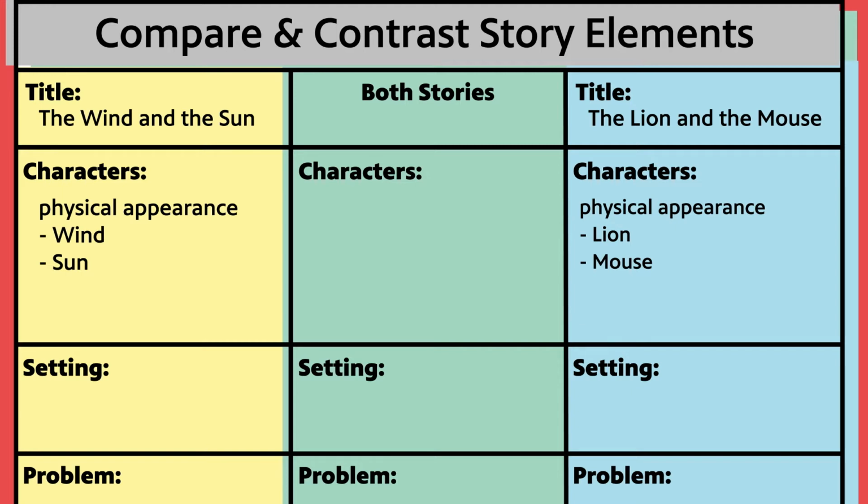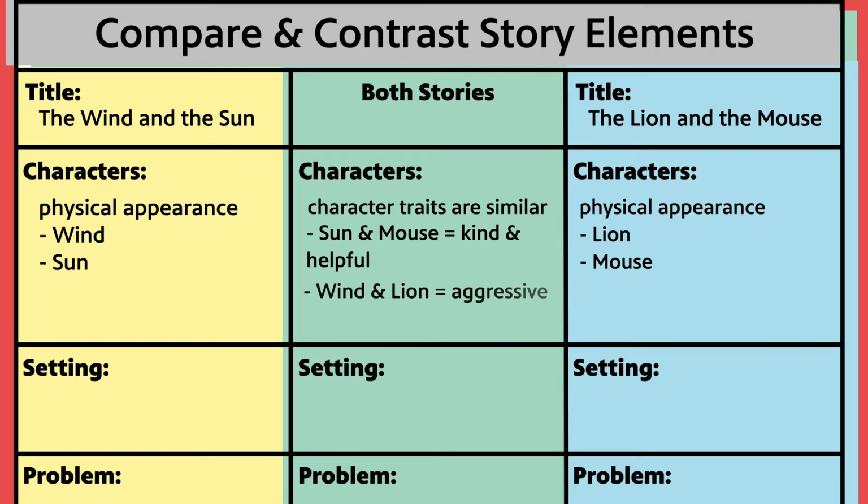However, some of the character traits were very similar across the two stories. Sun and Mouse have the character traits of being kind and helpful in common. I'm going to write that in the both box. The Wind and Lion were aggressive toward the other characters in each of their stories, so I'm going to write that in the both box as well. That's interesting, that the characters in each story had similar character traits.